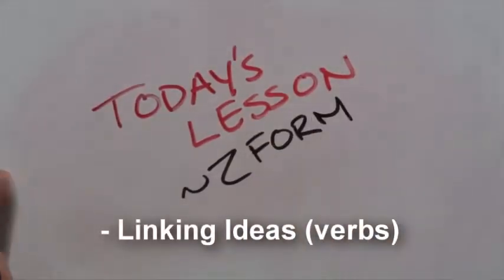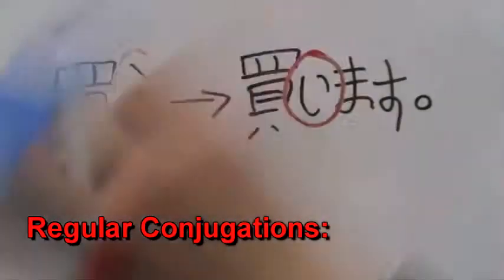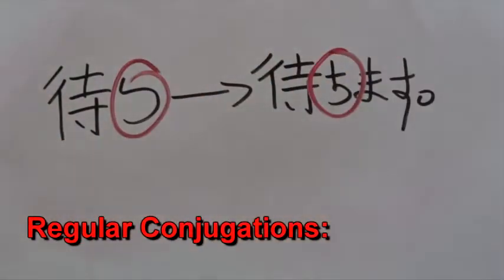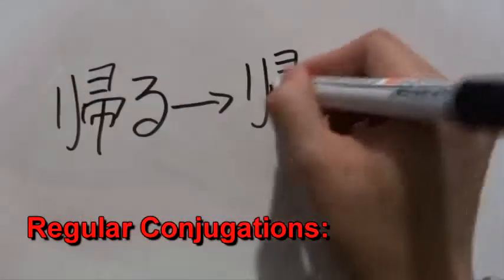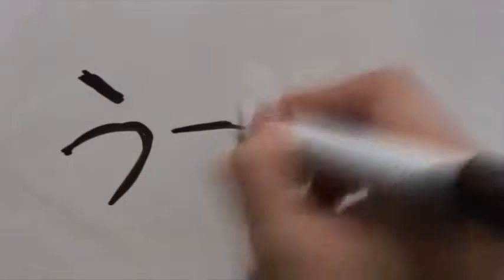Today we'll be looking at how to use the te form, which is used to link ideas together. We already know how to conjugate regular verbs like kau to kaimasu, or matsu to machimasu, or kaeru to kaerimasu. The u in the verb simply changes to an i followed by masu. These are known as u verbs.